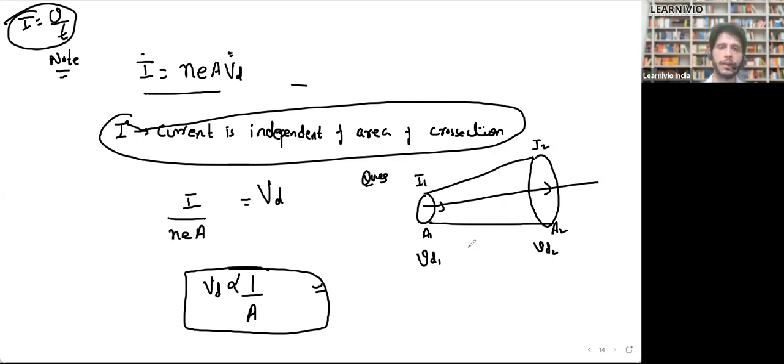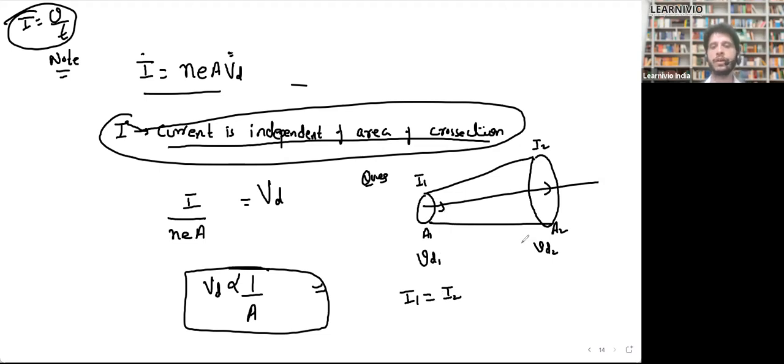So Shahzada, can you compare I1 and I2? I1 is less than I2, greater than I2, equal to I2. See, just read this statement, Shahzada. Yes, sir. It's I1 is equal to I2.